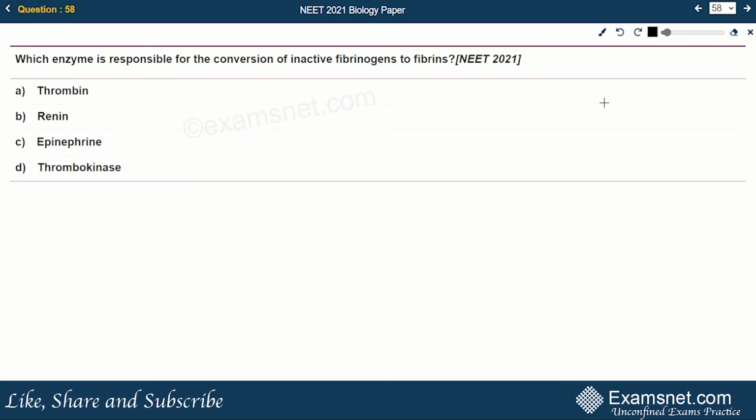The next one is from the chapter Body Fluids and Circulation, and the question is, which enzyme is responsible for the conversion of inactive fibrinogen to fibrin? And the options are thrombin, renin, epinephrine and thrombokinase. The correct option is option A, that is thrombin. This question is based on the concept of coagulation of blood.